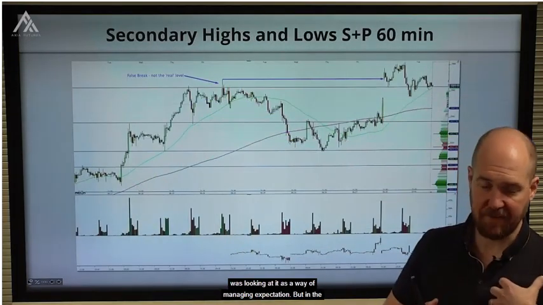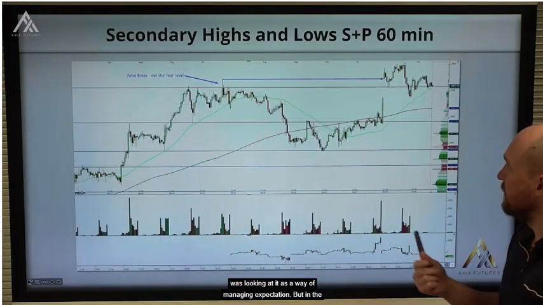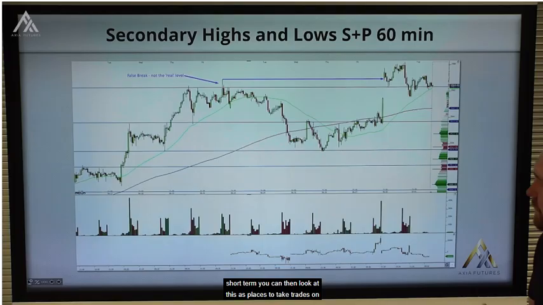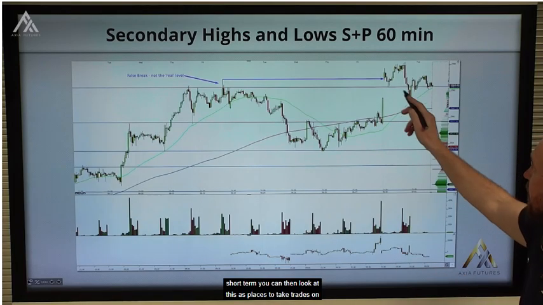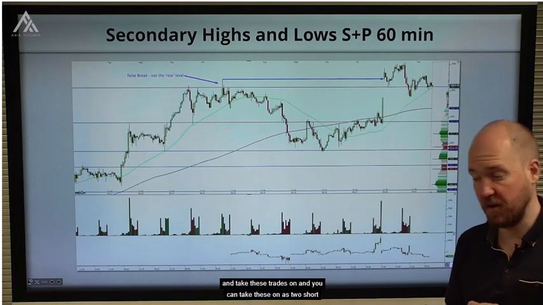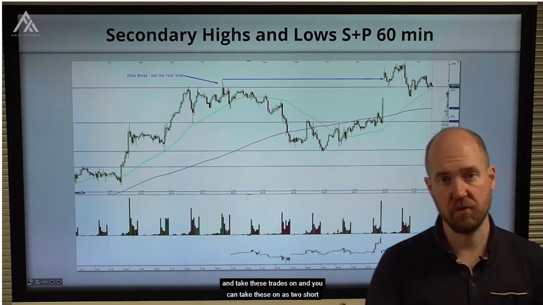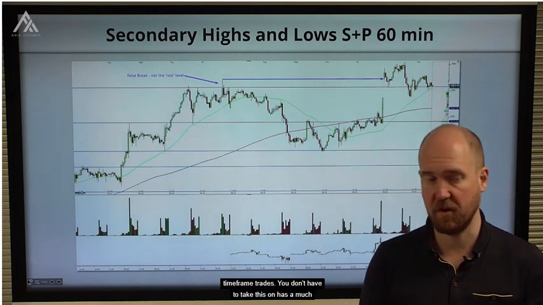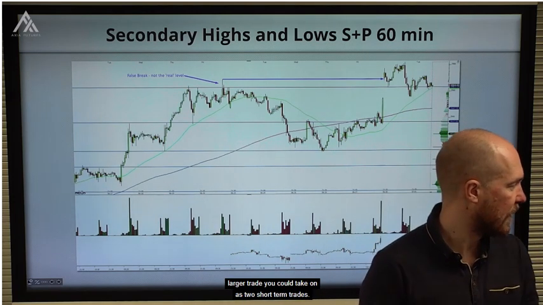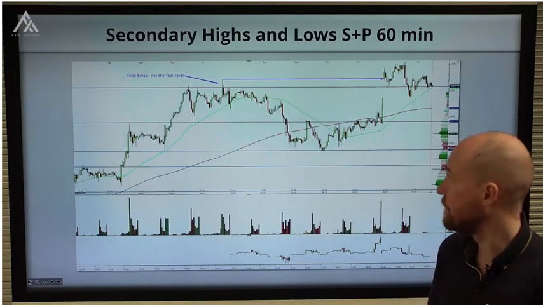Now that was looking at it as a way of managing expectation. But in the short term, you can then look at this as places to take trades on, and you can take these on as 2 short time frame trades. You don't have to take this on as a much larger trade. You could take it on as 2 short term trades.